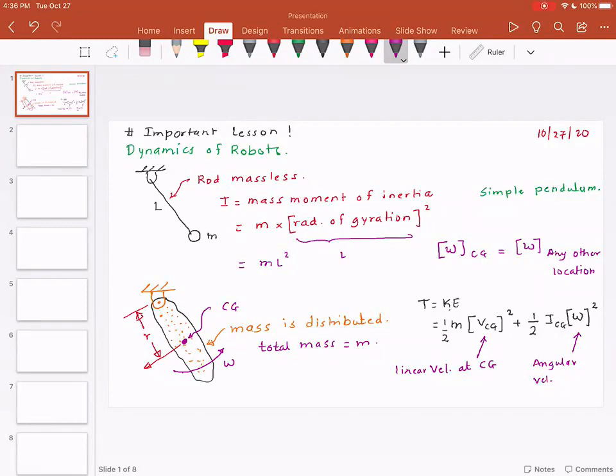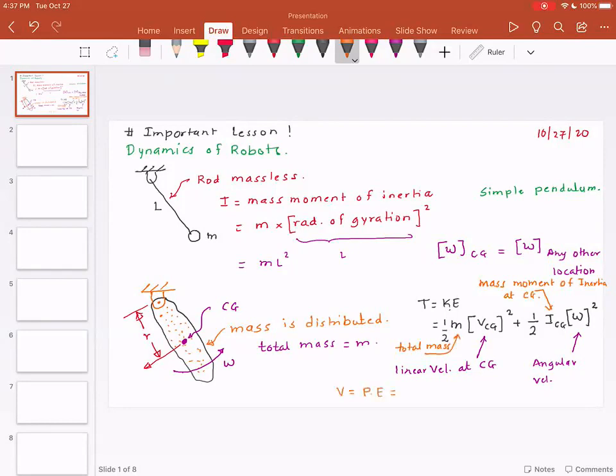So what we want to do is find out the velocity at CG, and we have to find out the mass moment of inertia at CG. And this is super important. This is the mass moment of inertia at CG. Now, this mass does not matter. This is the total mass. And this important expression will be used whenever we try to derive the dynamical equations of motion, or equation of dynamics, for robot arms.